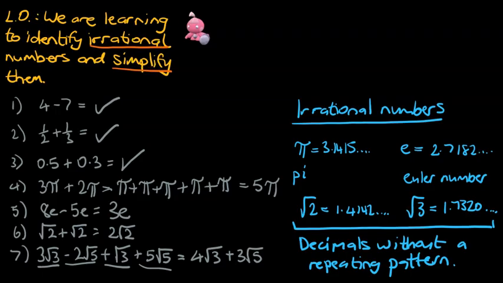Hopefully from this video, you've figured out and you've got the learning objective down. Hopefully you are able to identify what an irrational number is and some common examples. And hopefully down the bottom there, questions 4 to 7, like we did there, you're able to perform some basic maths, some simplification of these irrational numbers that you've just learned about.